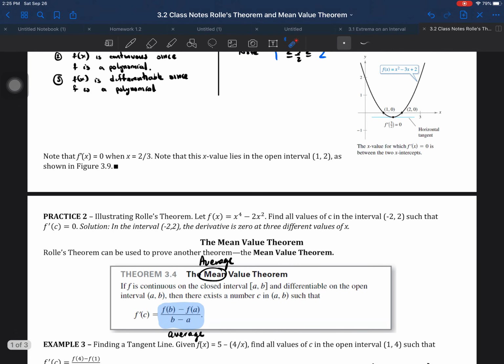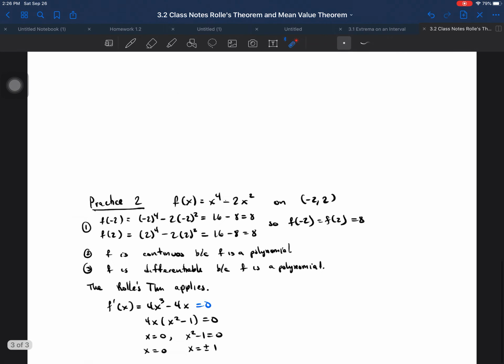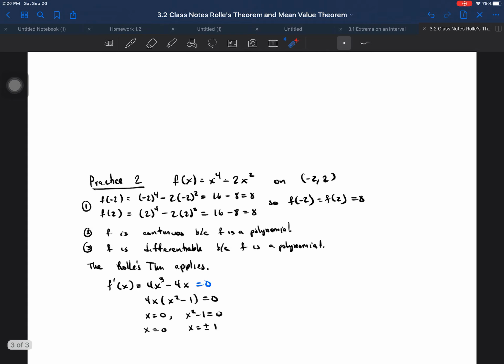Here's another example illustrating Rolle's theorem for the function x to the 4 minus 2x squared. Find all values of c in the interval -2 to 2 such that f prime of c is equal to 0. So let me jump in to the end of the page here. What we're going to do is first show the conditions that need to be met in order for us to use Rolle's theorem.